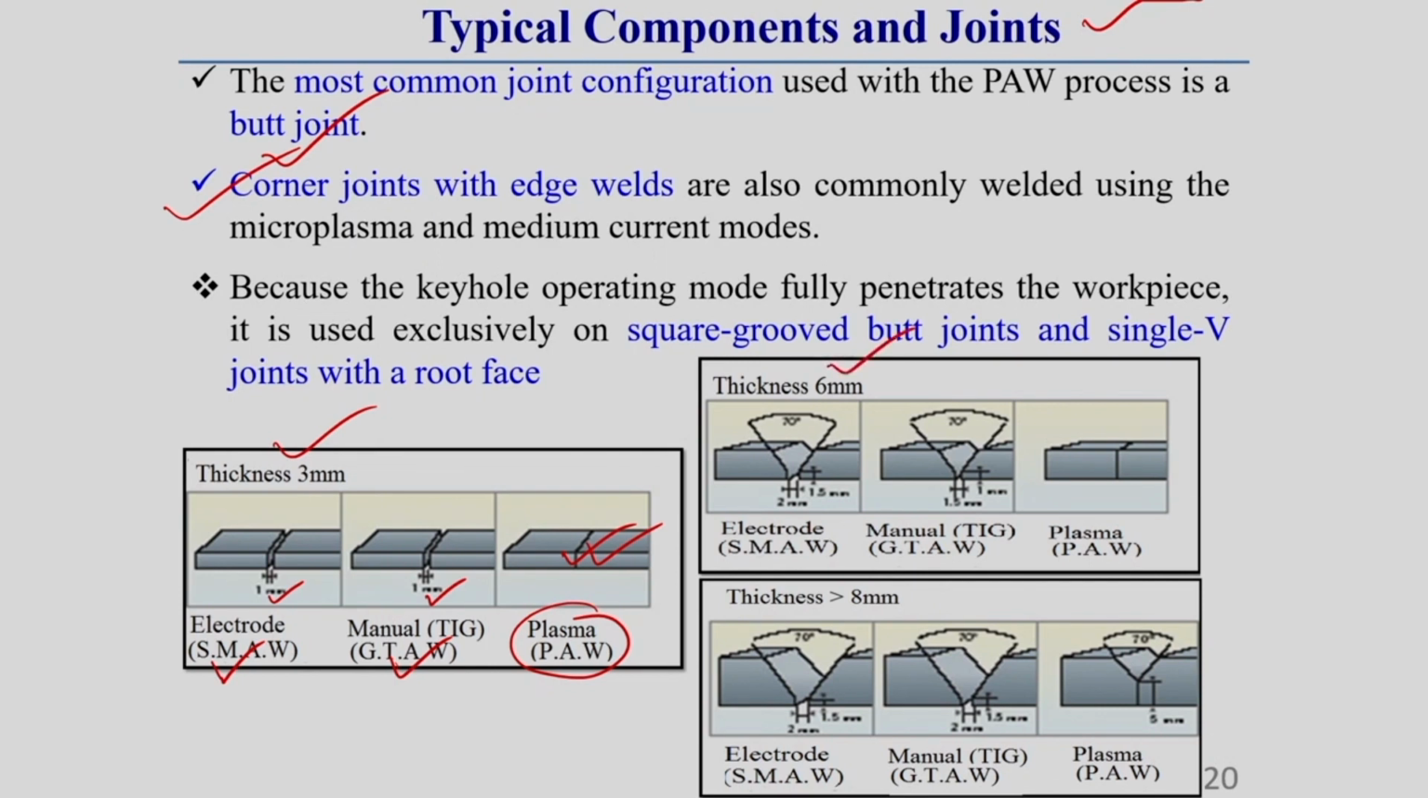For a 6 millimeter thick plate, plasma arc welding also does not require any edge preparation. It is a square joint without root gap. Whereas in stick welding or SMAW and TIG welding, around 2 millimeter root opening and around 70 degree included angle is required, as you can see here. If it is more than 8 millimeter thickness, a root face and some beveling operation are generally required. Here the root face can be around 5 millimeter, whereas here it is 1.5 millimeter. So you can see how the joint geometry varies in plasma arc welding compared to other welding processes.